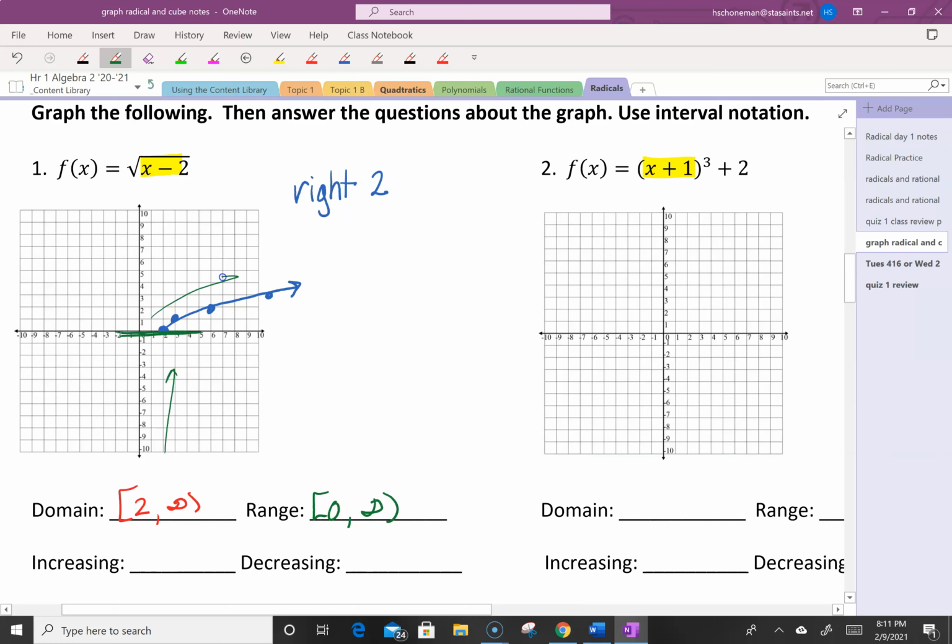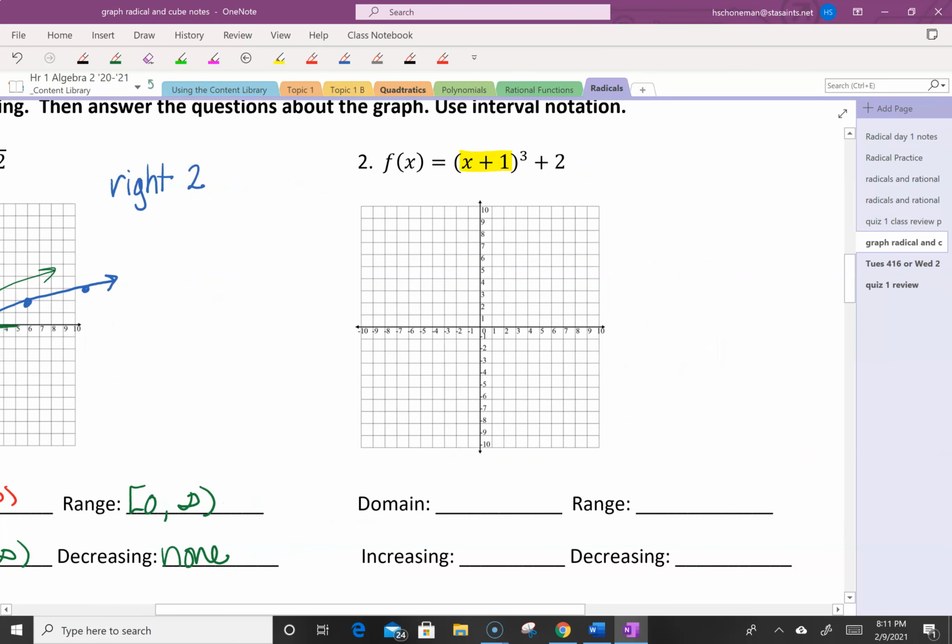This graph, as I move from left to right, is always going up, so it's always increasing. And when I read the increasing and decreasing intervals, I read them off the x-axis. So it started increasing at 2 and goes to infinity. It never decreases. With all of our graphs today, they're either going to be increasing or decreasing. They're not going to be both.